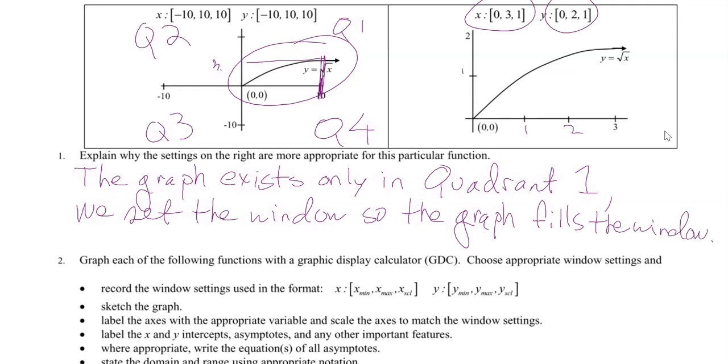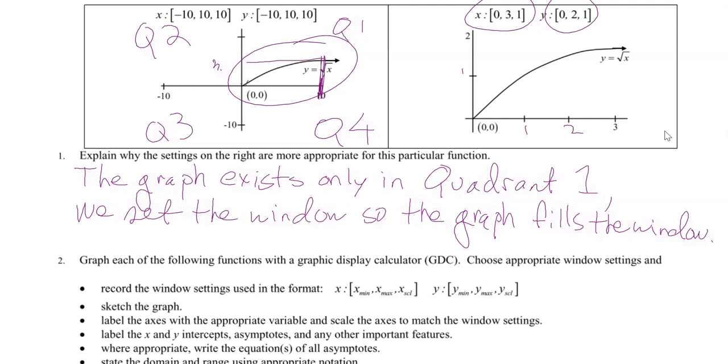Now, if we're graphing something contextually, that is, we know our x values are the amount of time. Let's say we kick a soccer ball, it's in the air for 6 seconds, right? So we say, well, we're going to go from 0 to 6, and then it reaches a maximum height of 25 meters. So we'll go from 0 to 25 or 30. Okay. So we want to set it so it fills the window, as opposed to not filling the window.